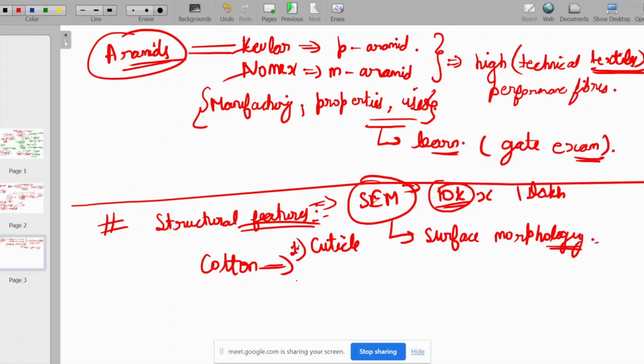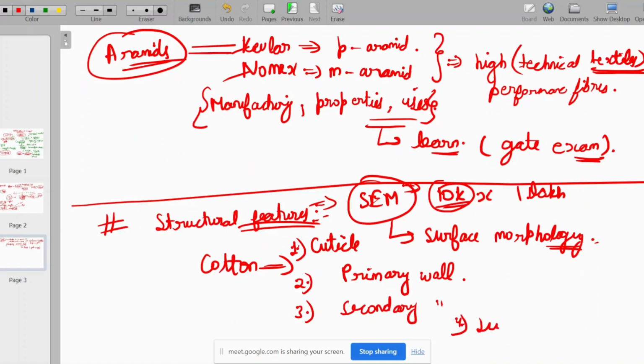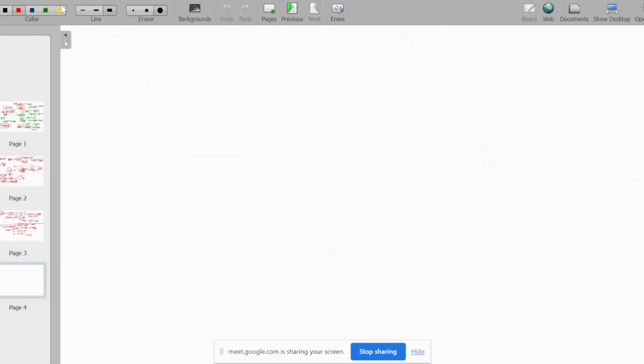If we talk about this cotton, this is the cuticle. Second one is the primary wall, then the secondary wall, and finally it is the lumen. If we talk about jute, then jute consists of a thick lumen. It has a polygonal cross section.